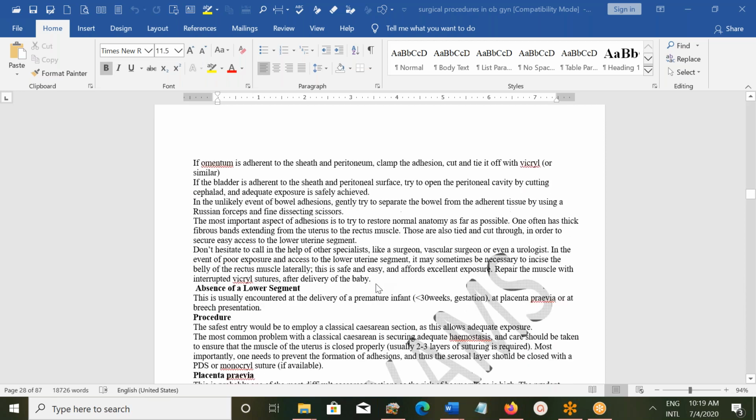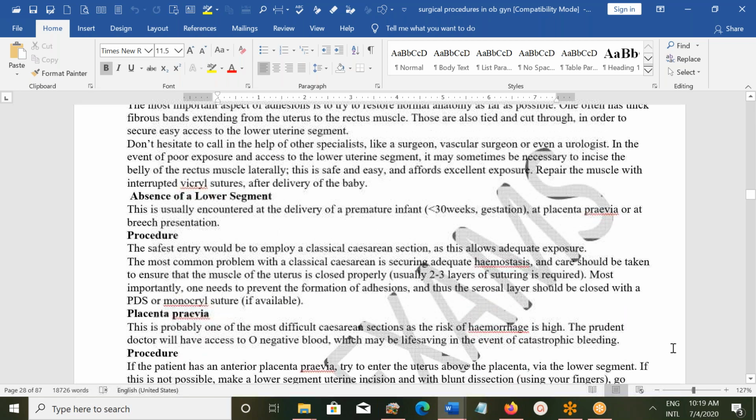Then another difficult cesarean section you can encounter is if your patient has a transverse lie, or a preterm baby, where the lower uterine segment is not there. By the way, when does the lower uterine segment form?